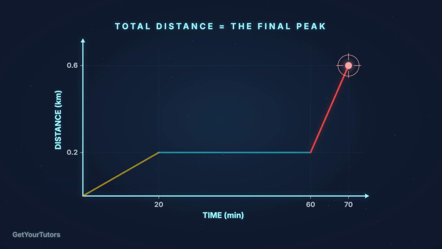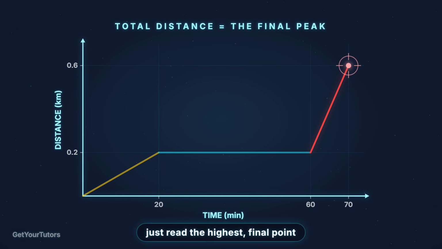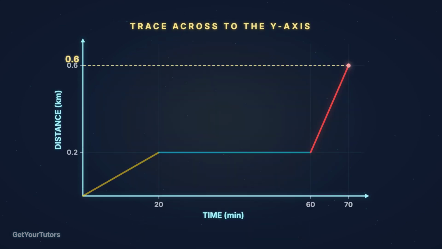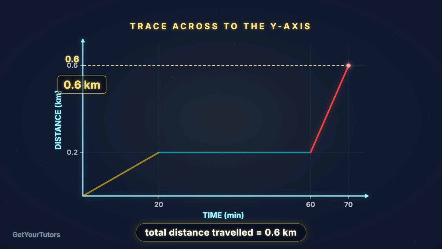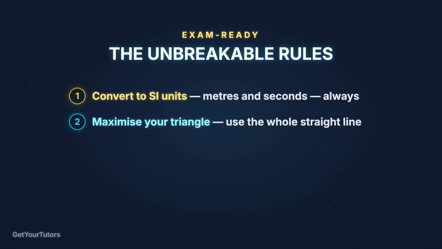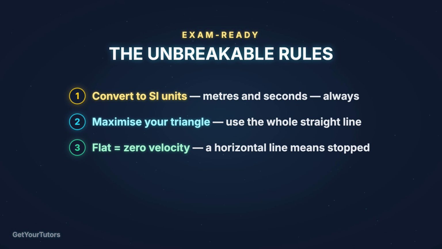Finally, the examiner asks for the absolute total distance traveled. Do not overcomplicate this. Just look at the final peak of the graph. Trace a horizontal line from the final point directly left to the y-axis. It lands perfectly at 0.6 kilometers total distance. Always check your SI units, draw enormous gradient triangles, and remember that flat lines mean zero velocity. You are now exam ready.